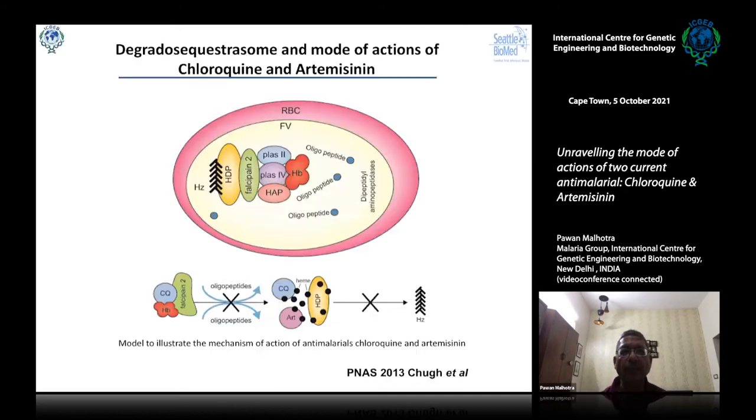So we propose a model based on this work that about four proteases along with HDP, the heme detoxification protein, exist in the food vacuole in a complex. We could show that chloroquine acts by inhibiting the falciparum 2 HB binding, so that falciparum 2 is not able to degrade HB, and artemisinin and chloroquine are also acting on the heme to hemozoin conversion process. So this was one of the mechanisms we were able to illustrate for these two drugs.